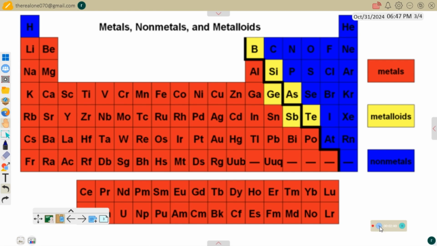And mind you, the properties of metalloids are intermediate between the properties of metals and non-metals. That's why they are called metalloids. At times they conduct electricity, while at times they don't conduct electricity. They don't conduct like metals, and they are not poor conductors like non-metals. So that's why they are called semiconductors of electricity.